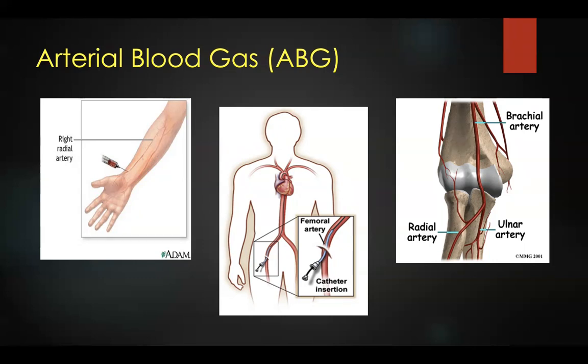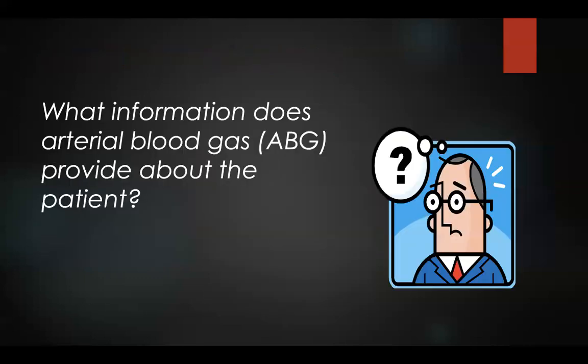Other sites of arterial blood gas collection are the femoral artery and also the brachial artery. As long as it is an artery, we can extract blood from it. What information does arterial blood gas provide about the patient?